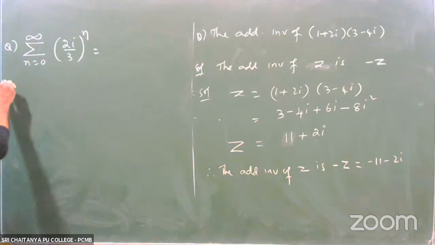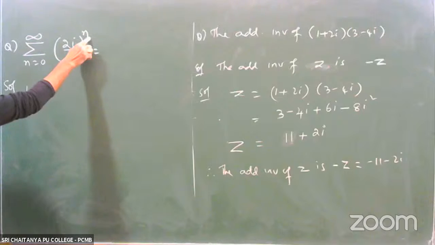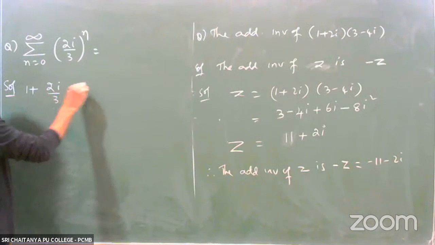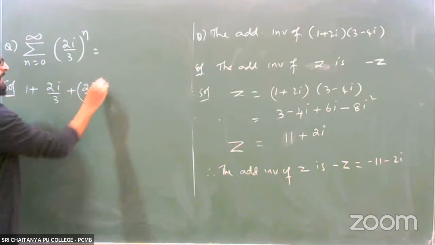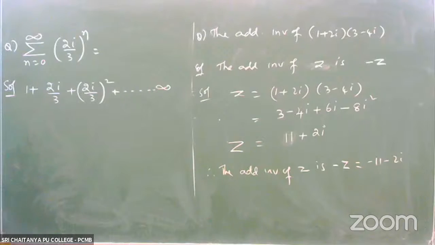Next, put n is equals to 0. First of all, expanding sigma. Sigma n is equal to 0 to infinite (2i by 3) whole power n. First of all, substitute n is equal to 0. Anything to the power of 0 value is equals to 1. So 1 plus, put n is equal to 1. We are going to get 2i by 3 plus (2i by 3) whole square up to infinite. This is called geometrical progression.